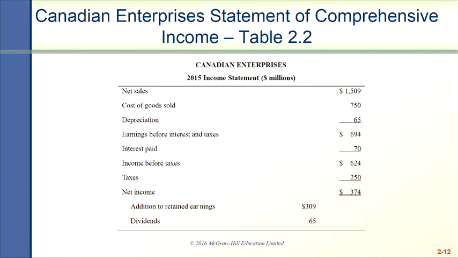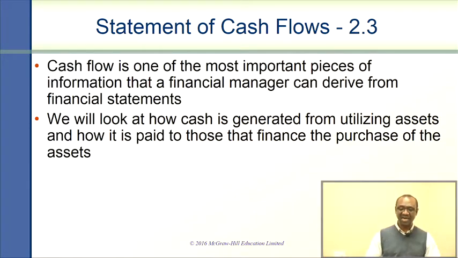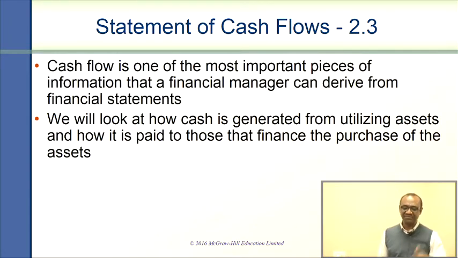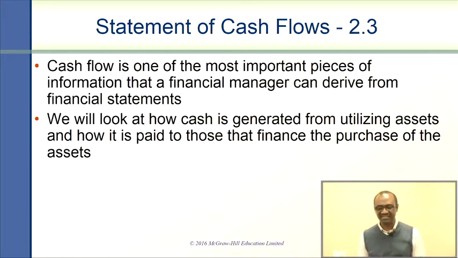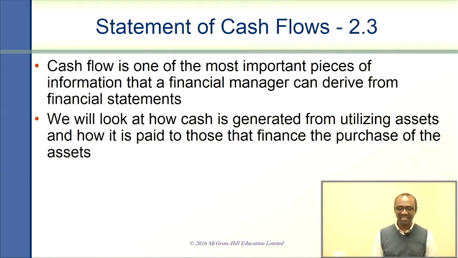Okay, so that's the statement of comprehensive income. Now, moving forward, we also look at the statement of cash flows. The statement of cash flows is also a most important piece of information that the financial manager can derive from the financial statements. We look at how cash is generated from utilizing assets, and also how it's paid to those that finance the purchase of the assets. And there are different elements within the cash flow statement which we'll look at. Again, the full statement of cash flows will be looked at in the next chapter, chapter 3. But momentarily, we'll look at some elements of the cash flow statement.